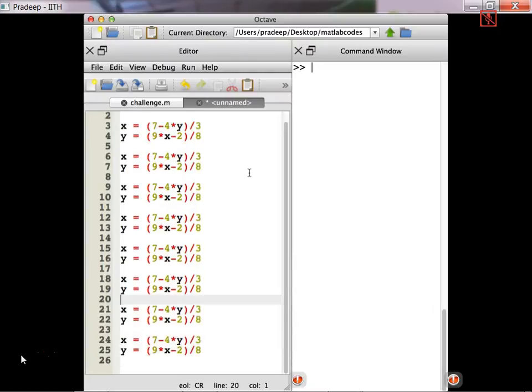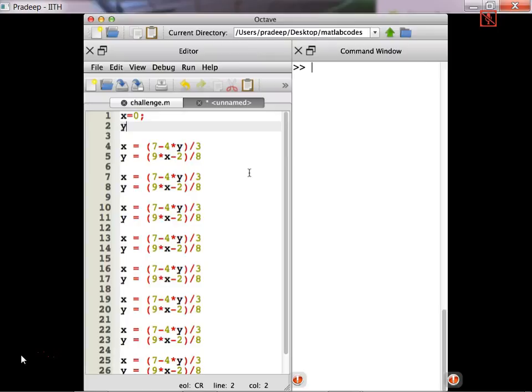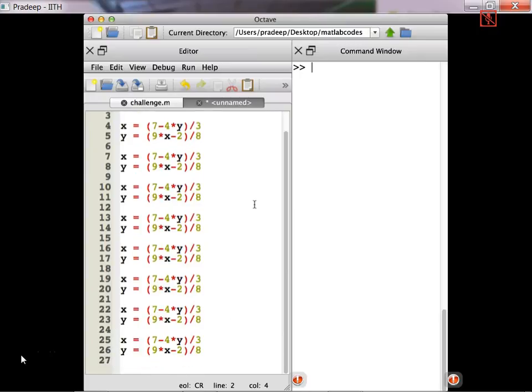So you are getting what I am trying to do. I'll initialize x equal to 0, y equal to 0. So let's try with that. Or I think let's start with 1 and 2. Whatever we did before, so 1, 2, 3, 4, 5, 6, 7, 8 iterations I am doing.